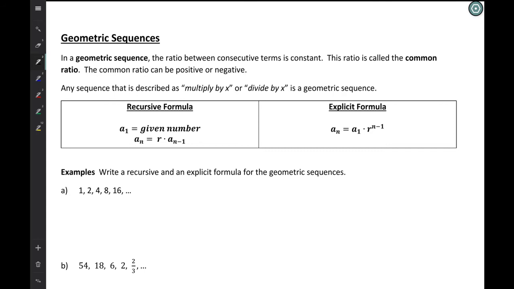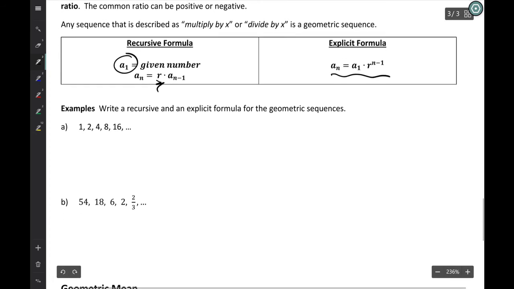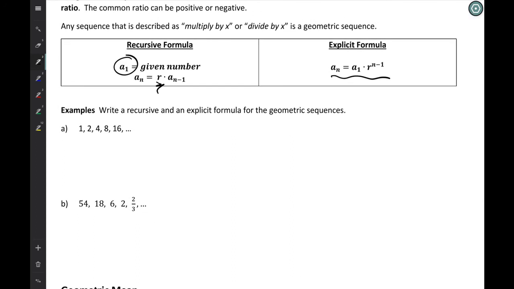The recursive formula, you take the first term, multiply it by the common ratio to get the next term. An explicit formula looks like this. A sub n is equal to a sub 1 times r to the n minus 1. So let's go through and try this. Let's write a recursive and an explicit formula for the geometric sequences.